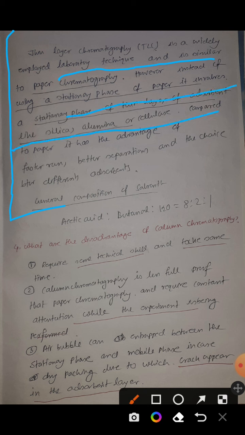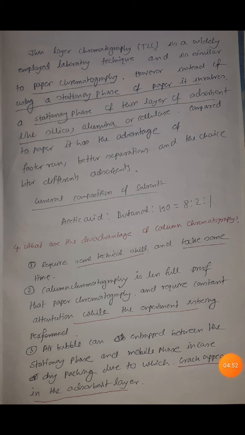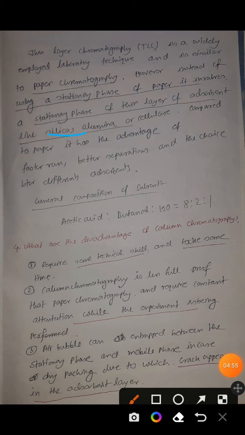Compared to paper, it has the advantage of faster run, better separation and the choice of different adsorbents, because remember, in case of paper chromatography the one and only choice is paper, but here we have silica, alumina or cellulose. And the solvent that we use, you can also mention while explaining the principle of TLC, that is acetic acid, butanol and H2O, 8 is to 2 is to 1.